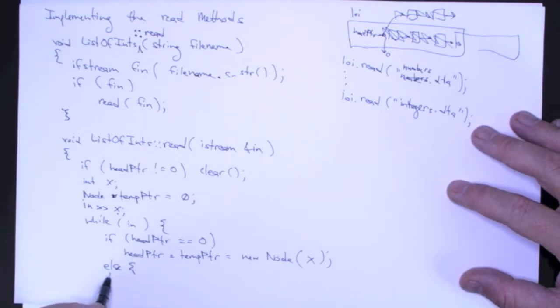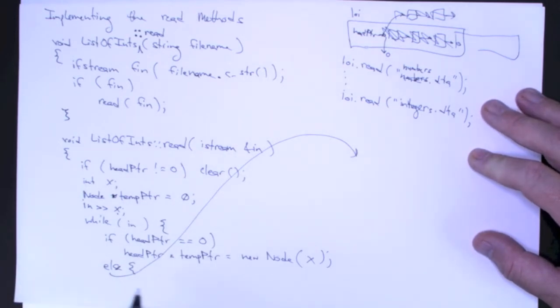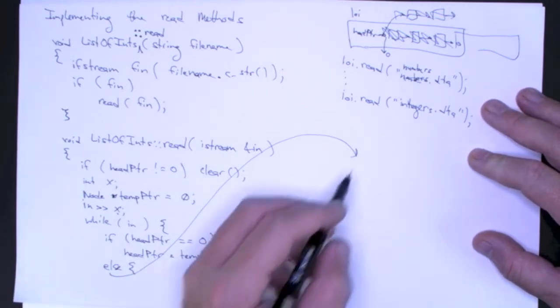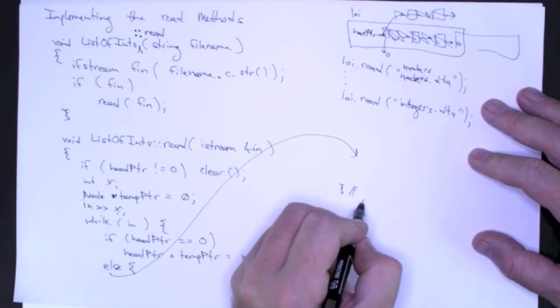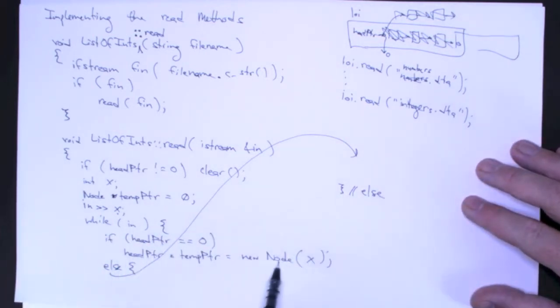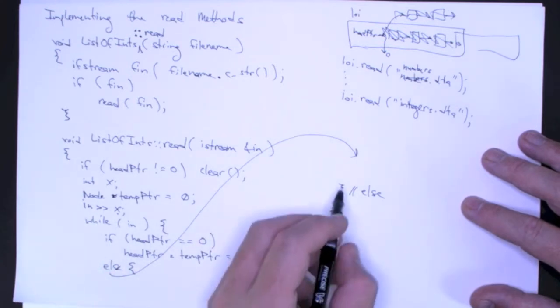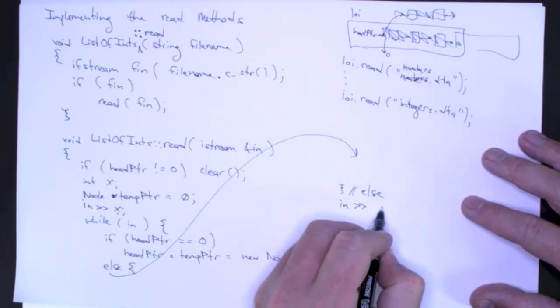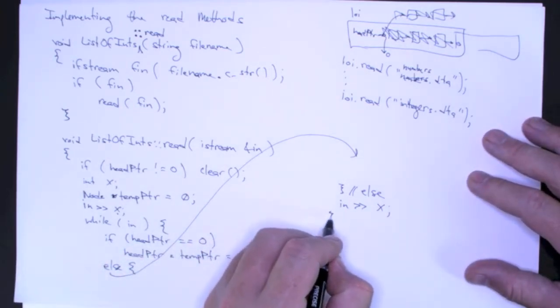Otherwise, I'm going to write this code over here. So otherwise, and I'll fill that in just a minute, but this is going to be the block where we handle the case of adding on to the end of the list. Okay? So I just created a one element node, and head pointer and temp pointer point to it. Well, now I need to go back and get another integer. So I read the next integer from my file, and this is going to be the end of the while loop.